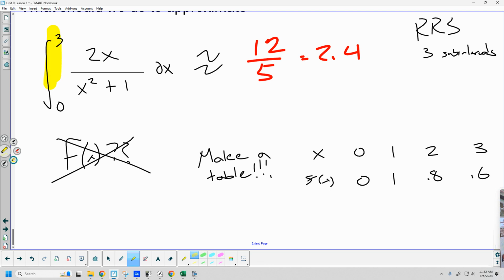Type that into your calculator. You get 2.3. You were pretty accurate with not that much work. You did not have to worry about a crazy antiderivative. We didn't even use that many points, and we're pretty accurate. Okay, the actual area is 2.3. But we can do better, and we will be expected to do better than just, here's my value.